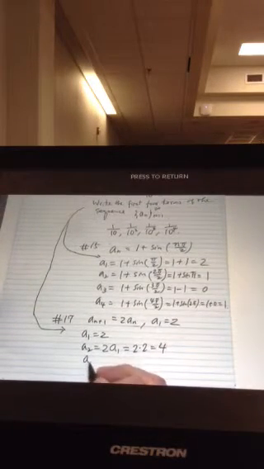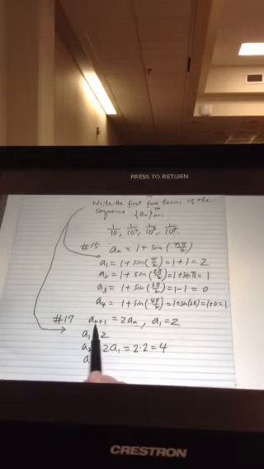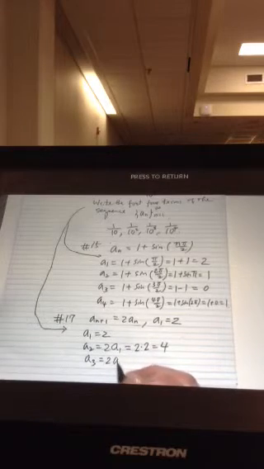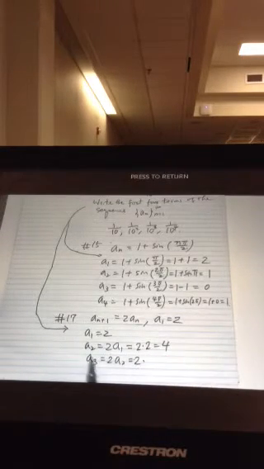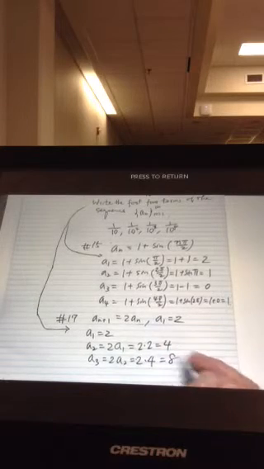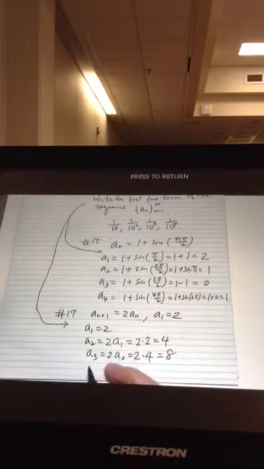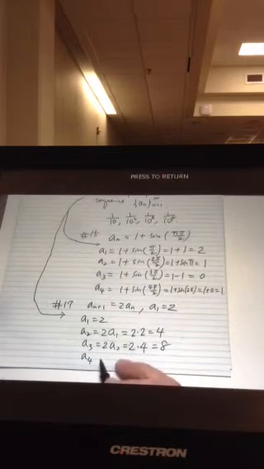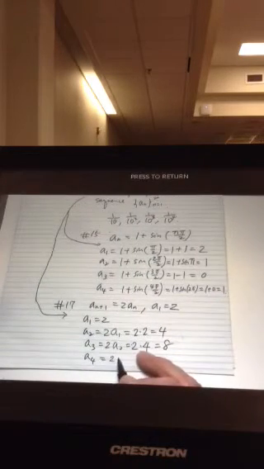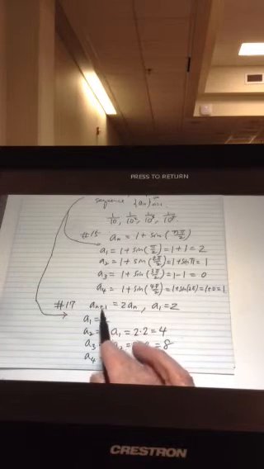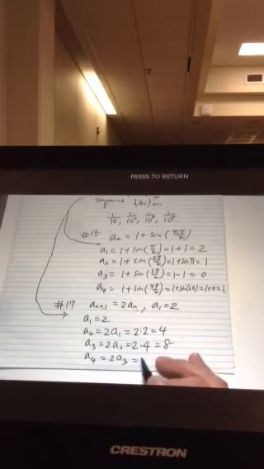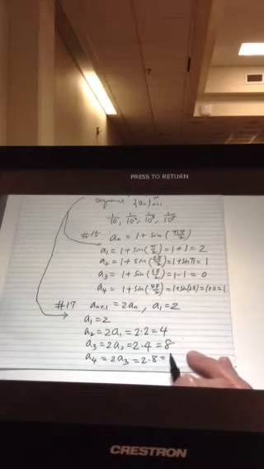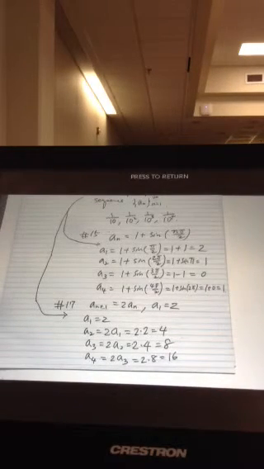And then A3 will be when n equal to 2, 2 plus 1 is 3. So this is 2 times A2. 2 times A2 is 4, 2 times 4 is 8. And then one more. They want the first 4 terms. A4 is equal to 2 times A3. A3 is 8, so 16. This is easy, right? This one is the easiest, just follow the definition.